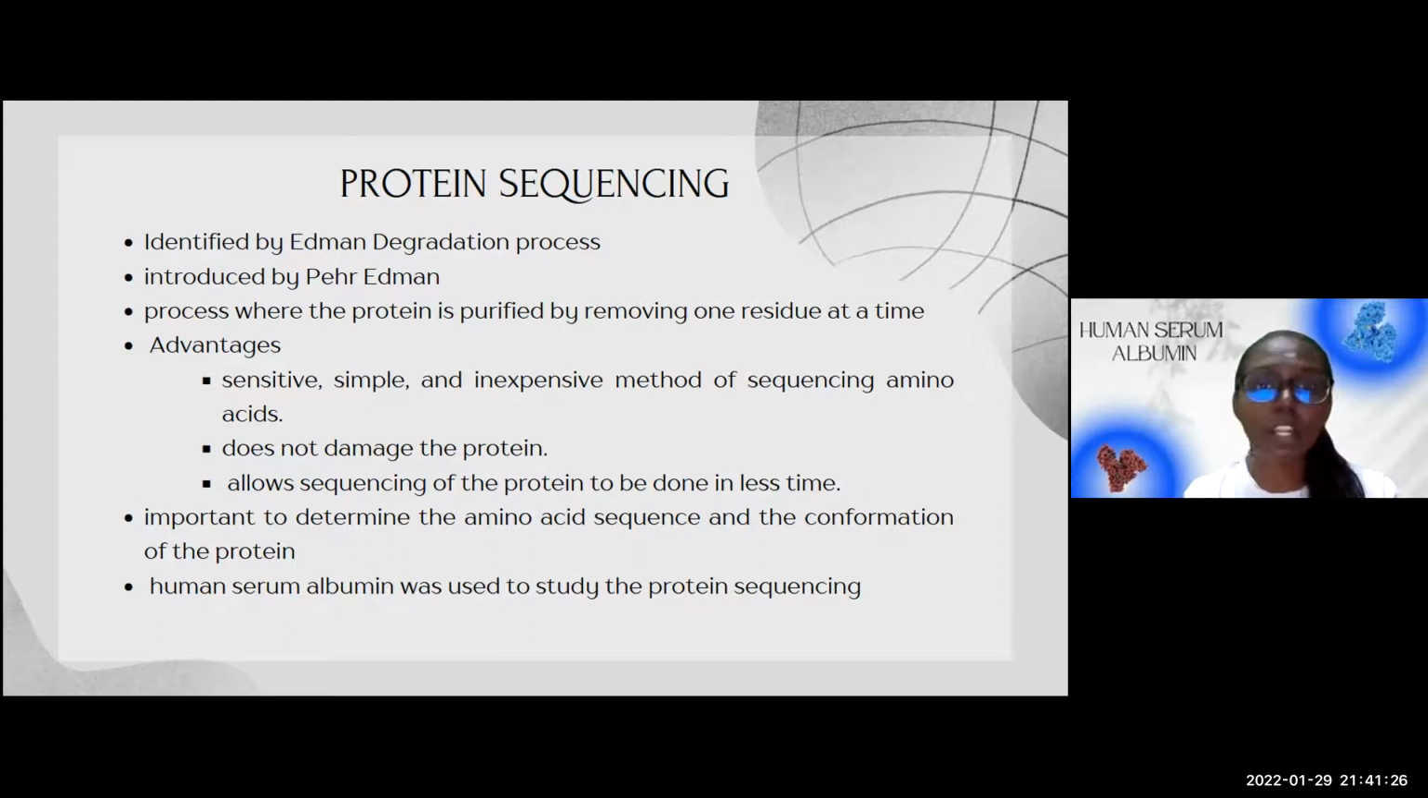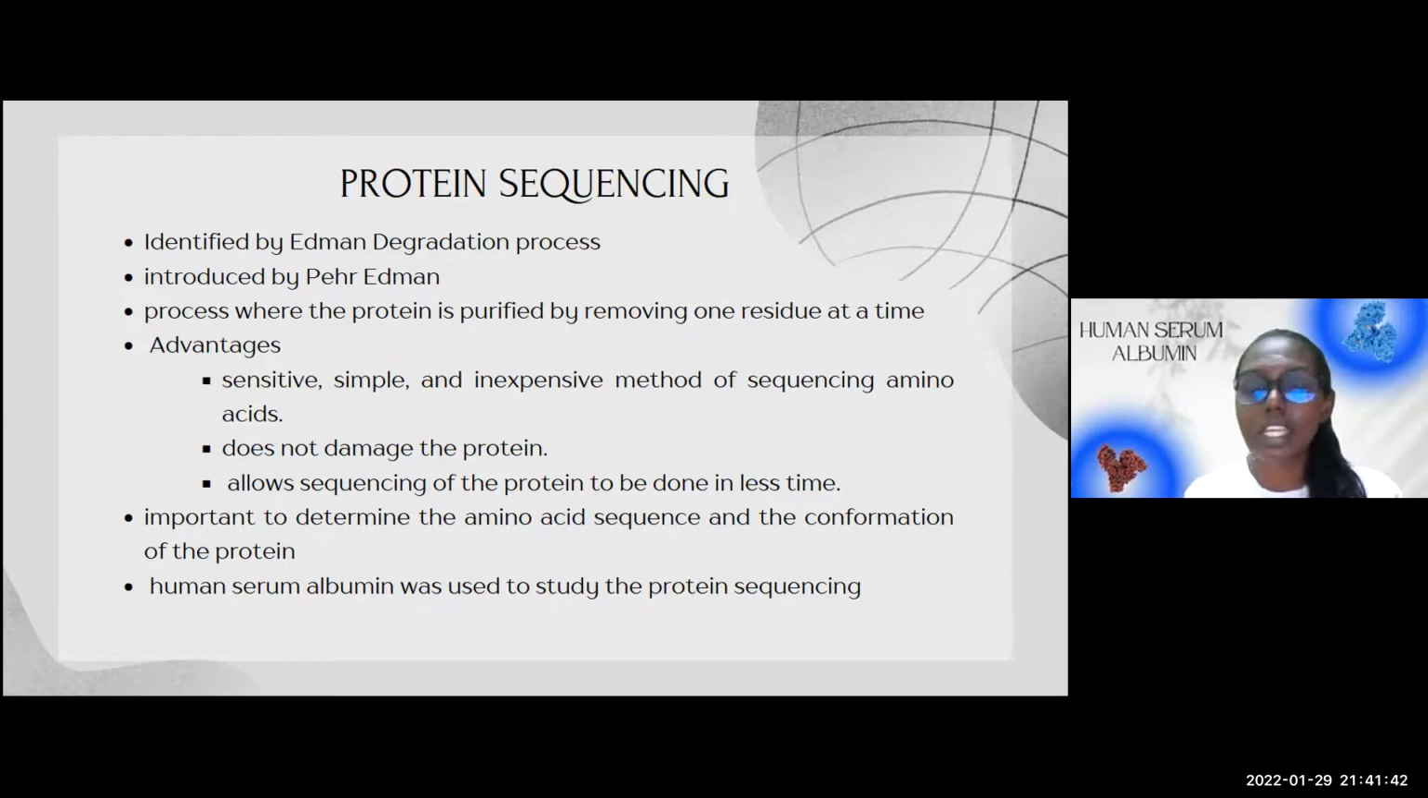This technique is really beneficial as it's sensitive, simple, inexpensive, and does not damage the protein. And it's also done in less time. However, the downside of it is its lack of high throughput capabilities, as sequencing proceeds on samples of single proteins only.